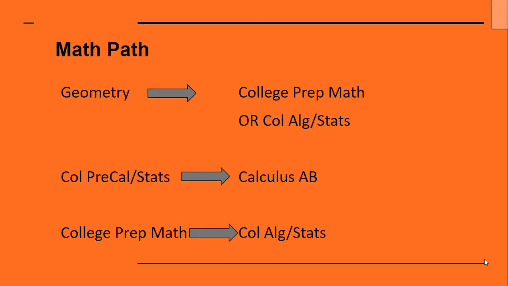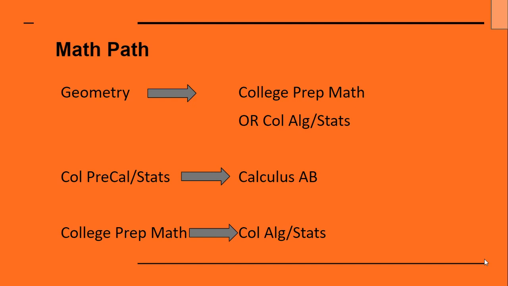Now we're going to make your math selection. If you are currently in geometry, you can choose College Prep Math or College Algebra and Statistics. College Algebra is a semester long, and so is statistics. So you will have half a year of college algebra, and the other half of the year you will have statistics.